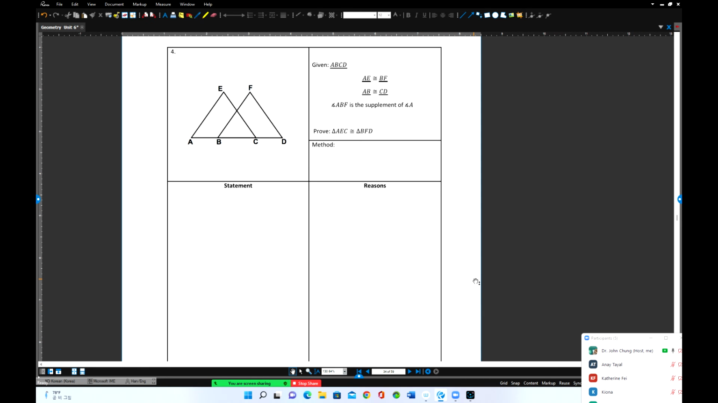ABCD is what? A straight angle. The line segment is the line. AE equals BA, BF. Yeah, we got one side already. You're going to prove these two triangles congruent, right? So angle ABF is supplementary to angle A. Supplementary means what? The sum of these two is 180 degrees, right?